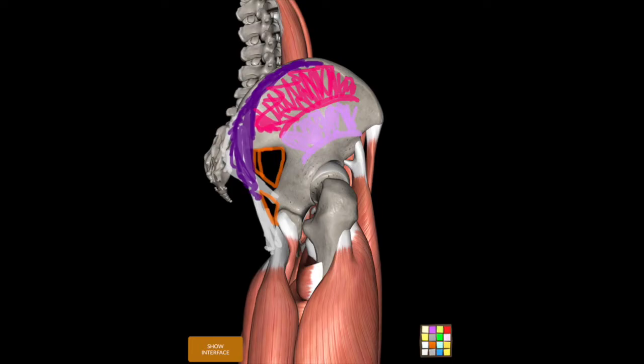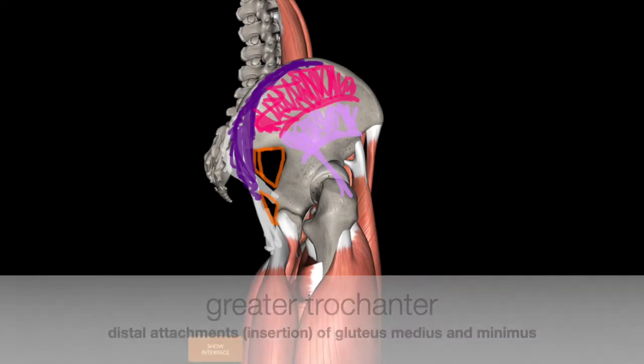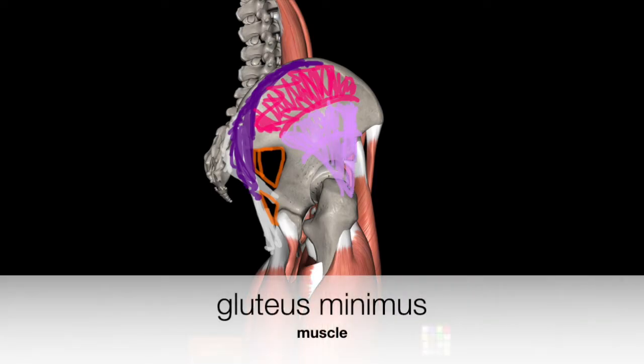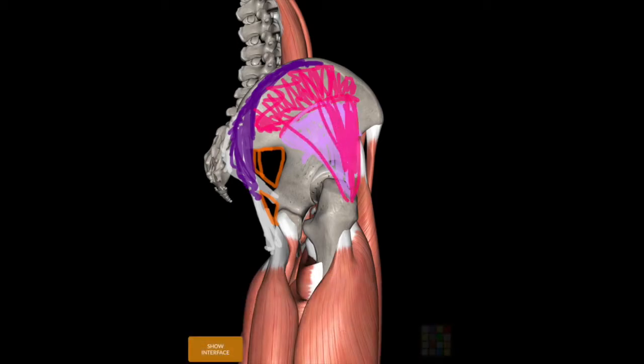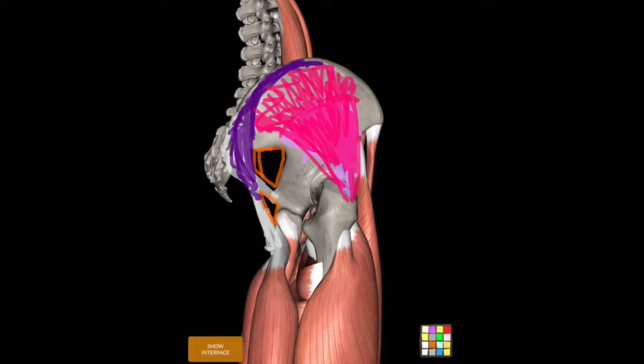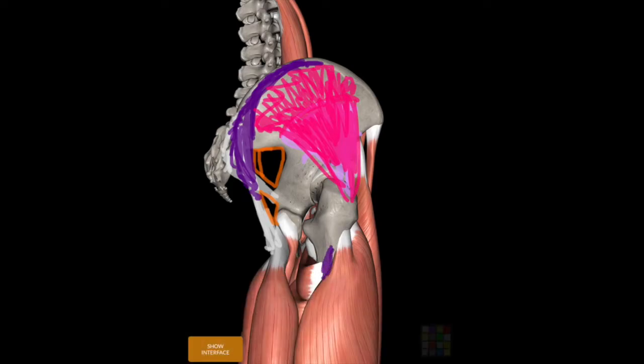Gluteus minimus and medius both attach to the greater trochanter of the femur and are medial rotators of the thigh, attaching in front of the axis of the neck of the femur. And gluteus minimus is completely covered by gluteus medius. Gluteus maximus is partially attached to the gluteal tuberosity at the top of the linea aspera on the proximal posterior femoral shaft. So the deepest, most posterior fibers are attached there, about a quarter of the total fibers.